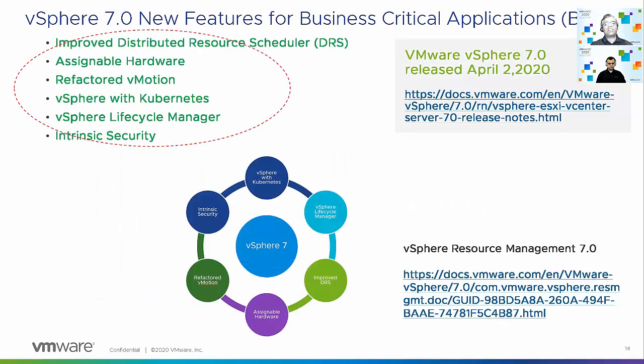All right, so moving on to vSphere 7.0. With the latest release of vSphere, which is vSphere 7.0, a lot of features have been added. We won't have time to go through each and every one of them, but there are some notable features that I really want to call out in the session today: the improved Distributed Resource Scheduler, DRS, assignable hardware, the refactored vMotion, etc.